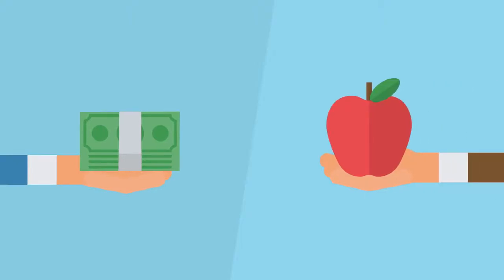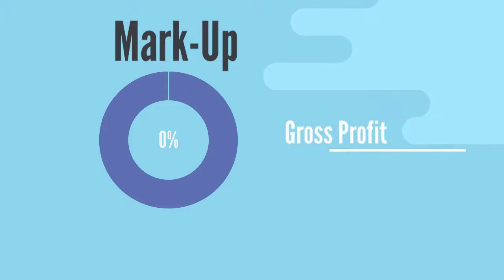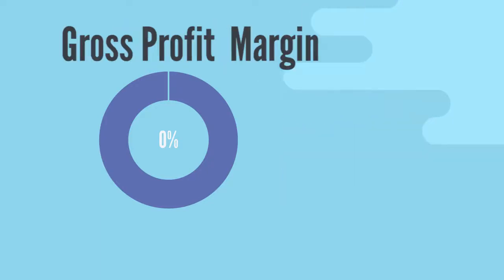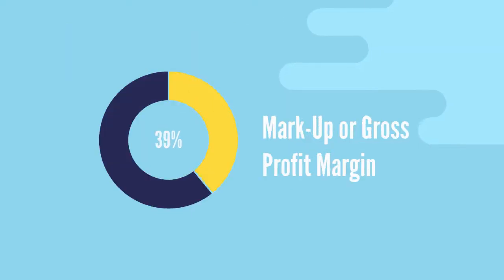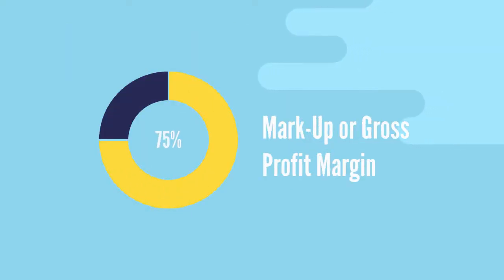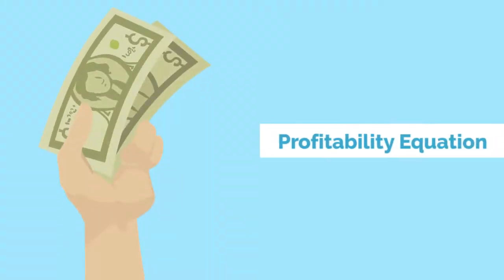To find the markup percentage, divide gross profit by product cost. For gross profit margin, divide gross profit by gross sales. Your goal is to maximize markup or gross profit margin only to the degree that won't drive away your customer. Pricing effectively is just part of the profitability equation.